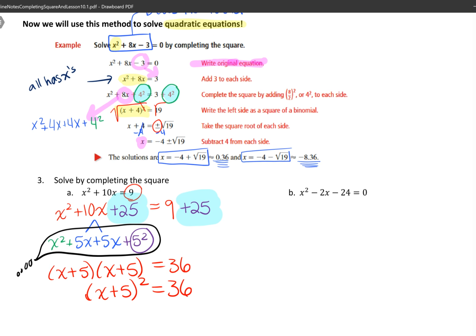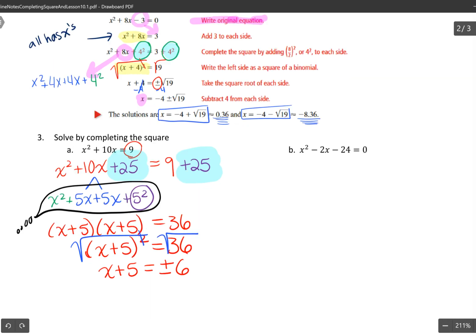And then the next thing I will do is I will take the square root on both sides. So if I take the square root, it cancels, and I take the square root. Well, what's the square root of 36? So you should have said plus or minus, don't forget the plus or minus, 6.